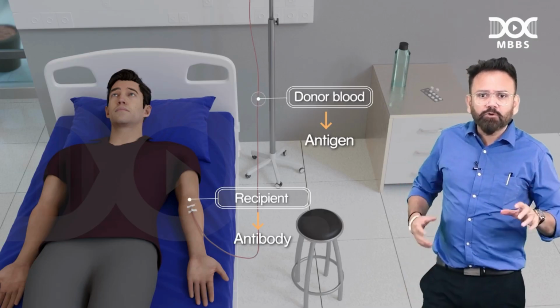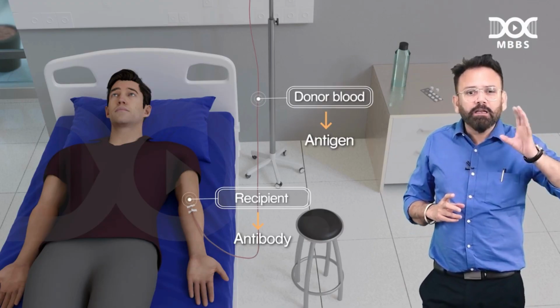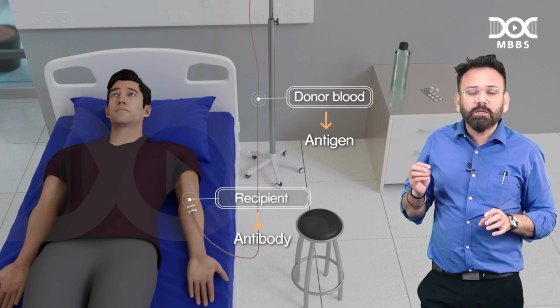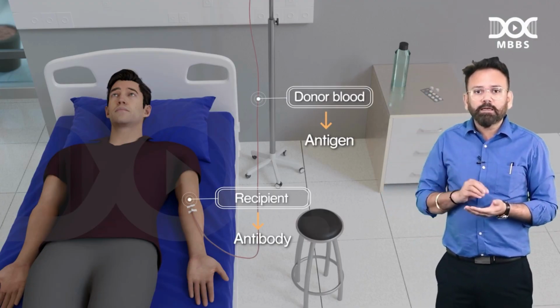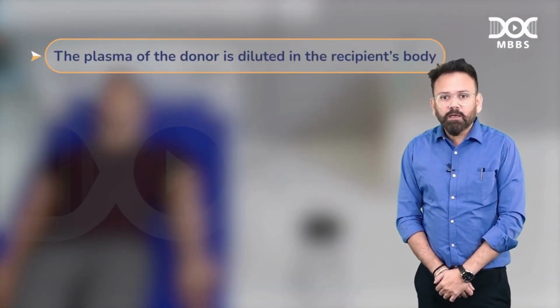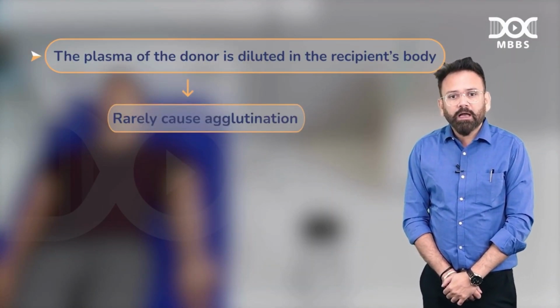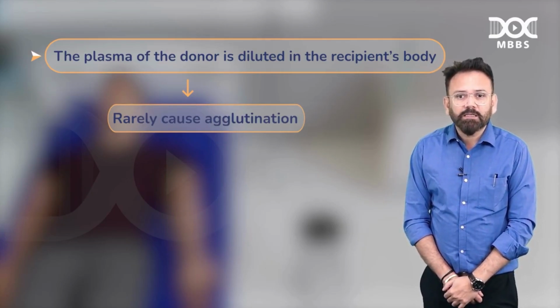Plasma in the transfusion is usually so diluted in the recipient that it rarely causes agglutination even when the titer of agglutinin against the recipient cell is very high. So we don't consider antibodies of the donor. The plasma in the transfusion is usually so diluted in the recipient that it rarely causes agglutination even when the titer of agglutinin against the recipient cell is high.